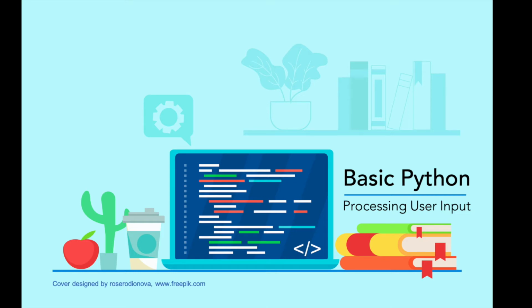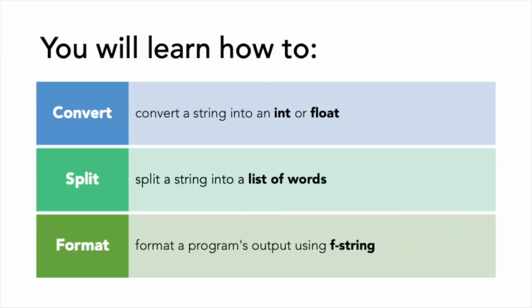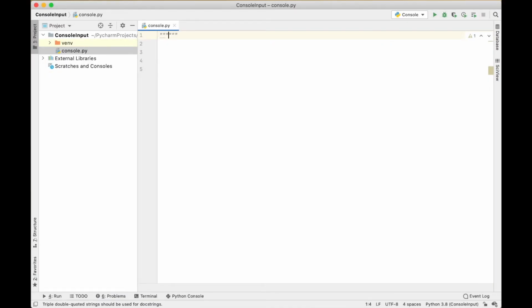Hi everyone. In this video, I will show Python's basic features on how to get and process user input from the console. You will see how to convert a string into an int or float, split a string into a list of words, and format a program's output using f-string, which is available in Python 3.6 and above. In my demo, I'm using the PyCharm IDE, but you can try the example using any IDE as long as you use Python 3.6 or above.